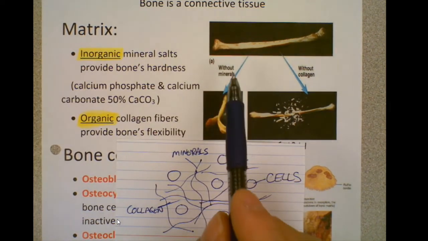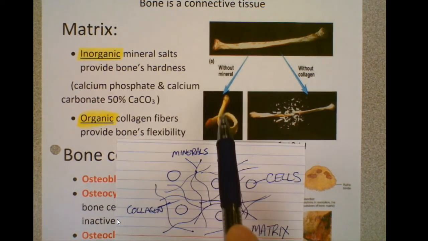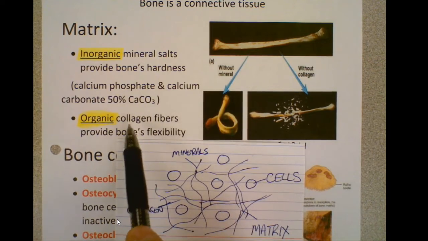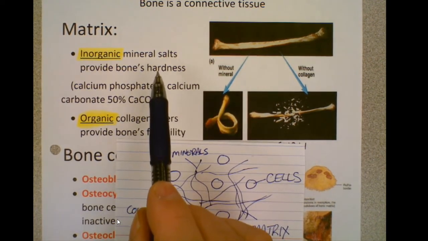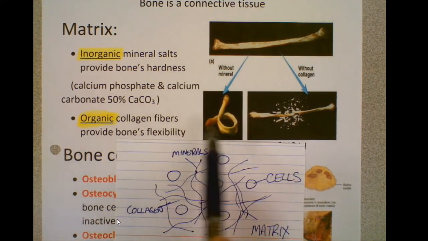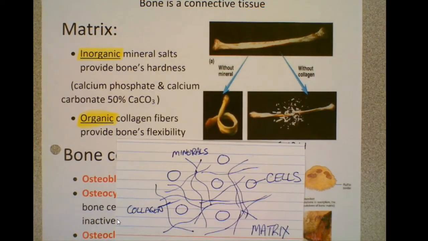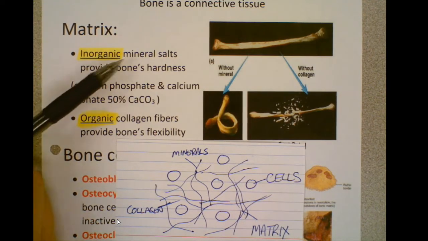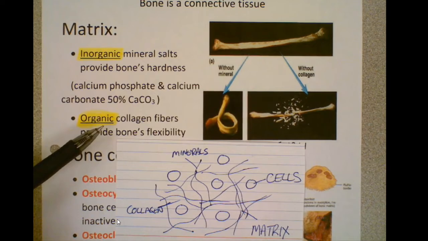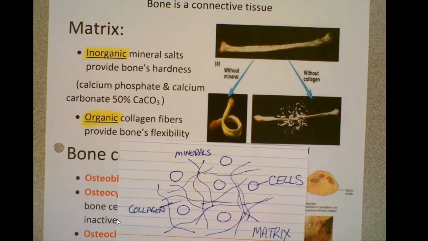If we didn't have the mineral part to make the bones hard, the bone would be like a dog chew toy that you could just tie in a knot. All right, because there'd be too much flexibility, not enough hardness. On the other hand, if we don't have any of the collagen, the bone will be super hard and it will shatter like glass. And we don't want either one of those happening. So we have a balance of these minerals and this organic protein called collagen. So that makes up the matrix part of the bone tissue.